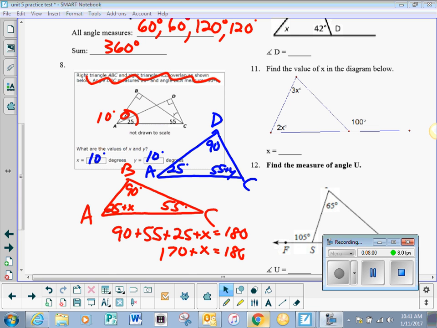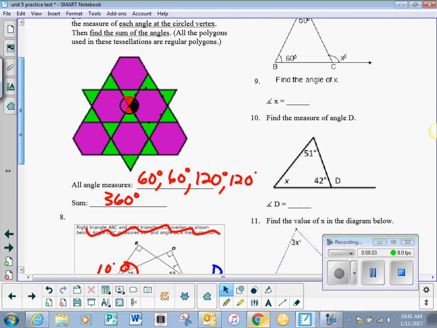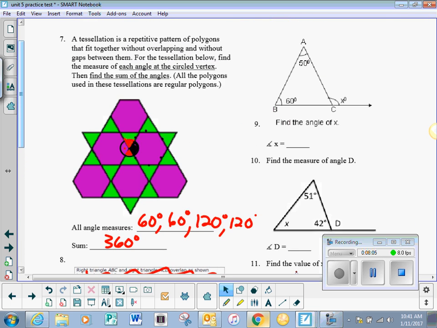Let's continue on. Now, one other major thing that we learned during this unit was the exterior angle theorem. And that said, if you draw an angle on the outside of a triangle, like you extend the side, then it equals the sum of the two farthest away angles. Right? We spent a day on that. Okay? So that means that in this case, this measure out here would be 110.